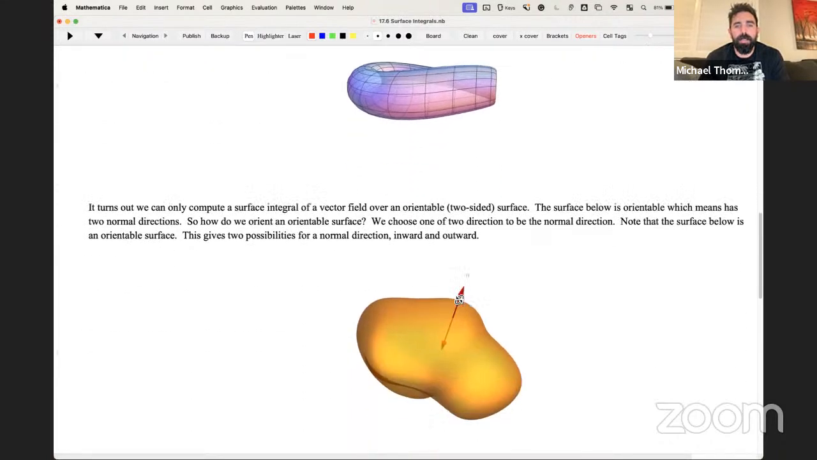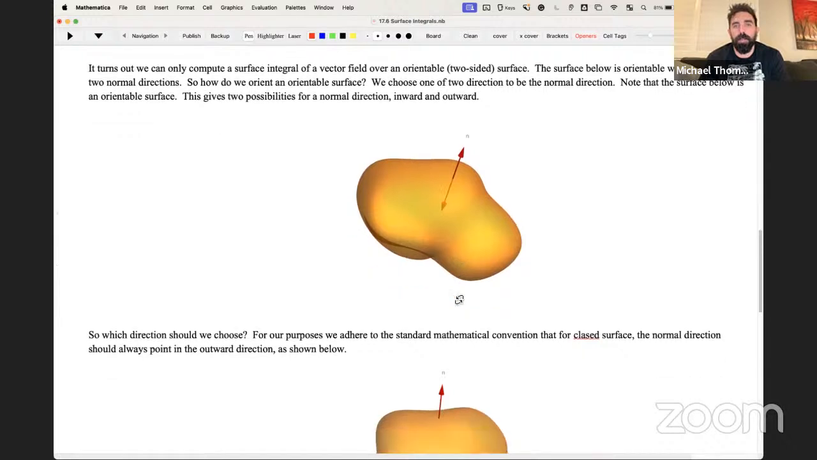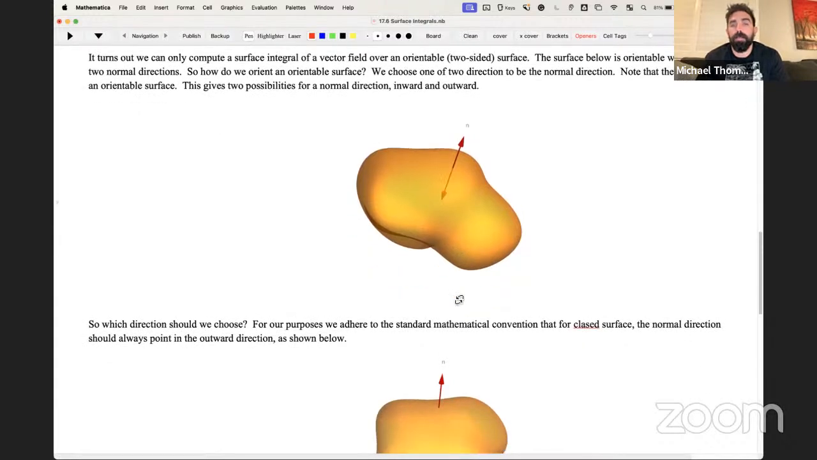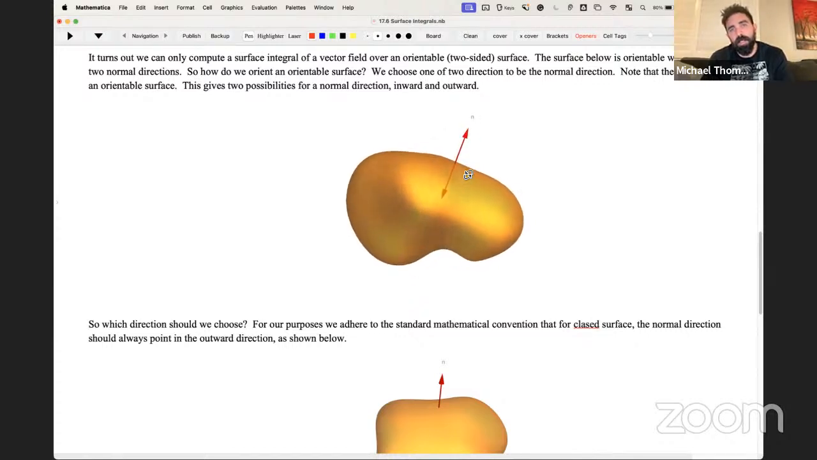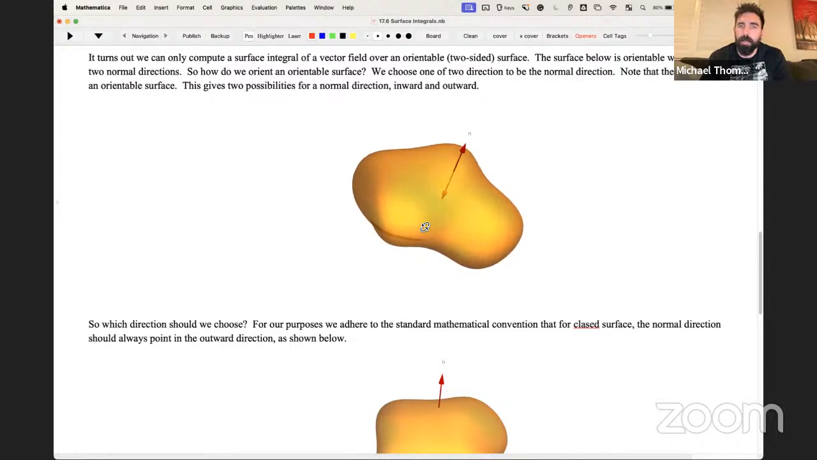All right, so let's say you do have a surface that's orientable. So how do we orient it? What does it mean to orient a surface? Well, if the surface is orientable, essentially that means that there's two normal directions. So for example, for this closed surface here, if you look at a point on the surface, there's going to be one direction that points directly straight outwards, normal to the tangent plane. And there's going to be another vector that points directly straight inward, which is also normal to the tangent plane. There's two of them.